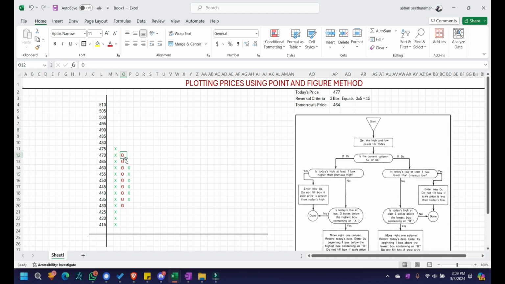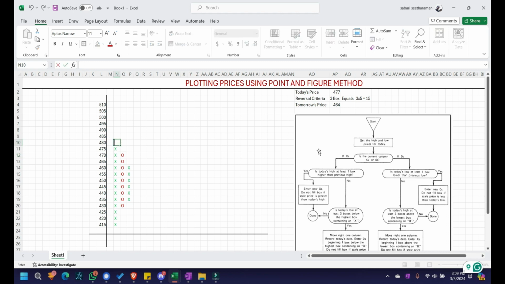Okay? So what happens if instead of 464, Microsoft moved from 477 to 467, tomorrow's closing price? Is that $15 less than the high price of 475? No, it's just $8 less. So we'll not mark O's. We'll wait for the next day. In the next day, if it increases, for example, to 481, then I'll mark an X here.